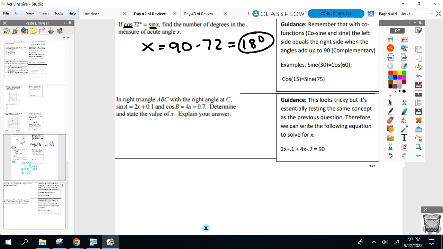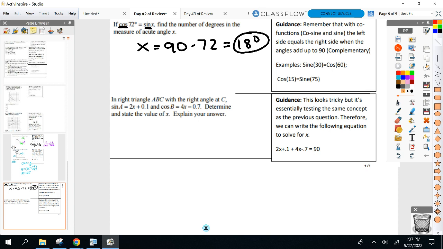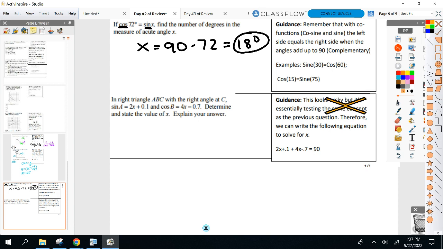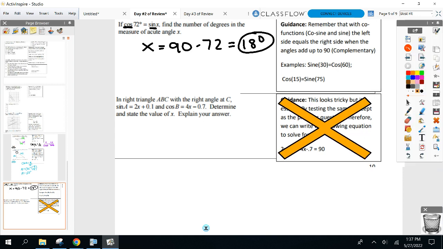All right, do me a favor here because this is incorrect guidance, believe it or not. So don't even look, don't cheat. It's incorrect guidance. Ready? I have right triangle ABC. C is the right angle.